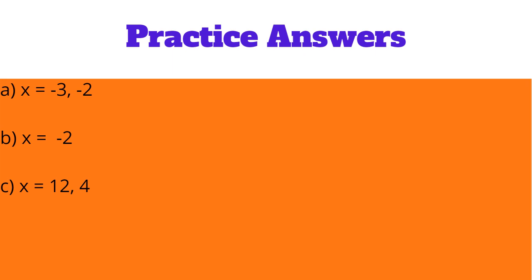For the final one, you should get x equals negative 12 and negative 4, and either way you do it, those should be the answers. If you were to factor it, you would get x plus 12 times x plus 4.